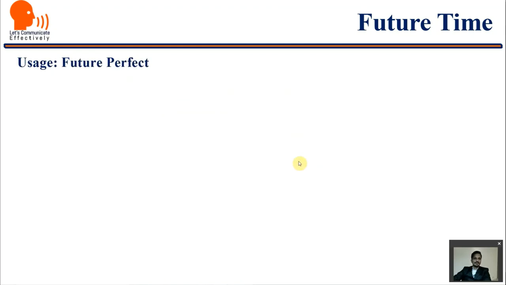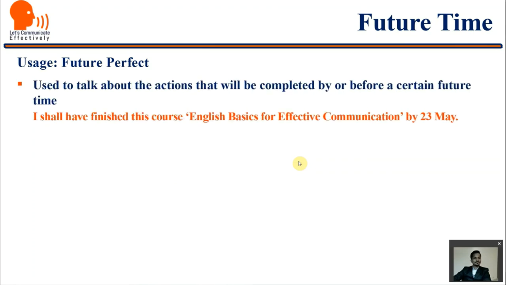Future time, future perfect. Let us see. Used to talk, the future perfect. Now, the third aspect of future time. It is used to talk about the actions that will be completed by or before a certain future time. Like, I shall have finished this course, English Basics for Effective Communication, by 23rd of May.